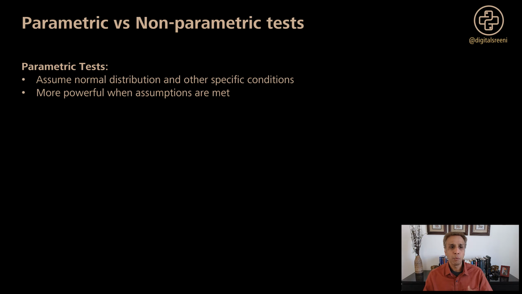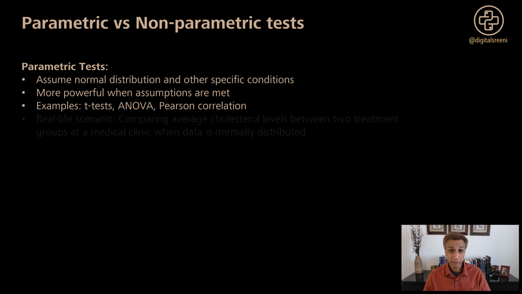And parametric tests are more powerful when these assumptions are met. Like when you perform a t-test, for example, if the data is distributed normally, of course they are more reliable, they are more powerful when you have those assumptions met. Otherwise, you may have to use non-parametric tests. And like I already mentioned, t-test, ANOVA, Pearson correlation, these are some examples of parametric tests.